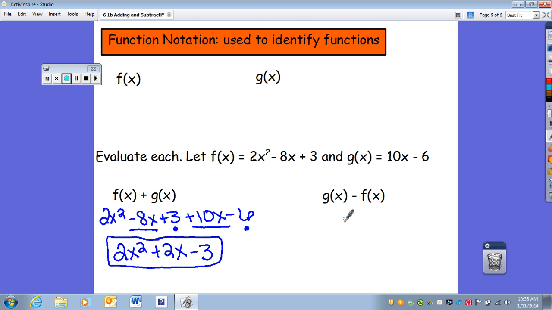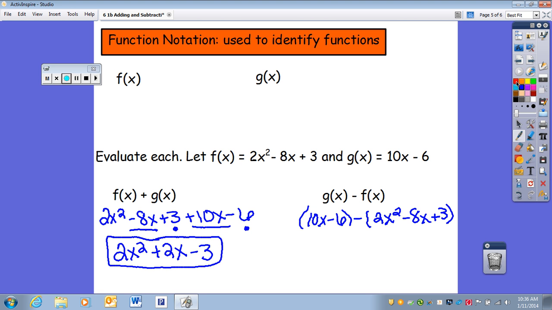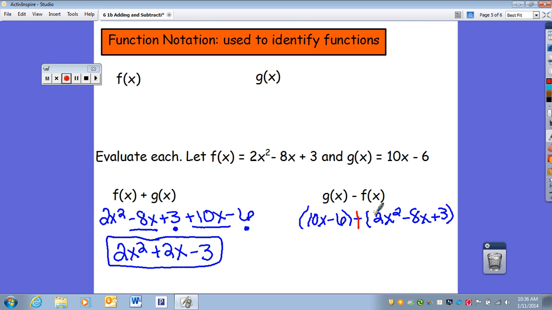Next, I want to take g of x minus f of x. So my g of x is 10x minus 6, and I want to subtract my f of x. f of x is 2x squared minus 8x plus 3. Remember, with subtraction, we are going to change our subtraction to addition, and distribute that negative sign to each of the terms behind it. We are going to combine like terms.